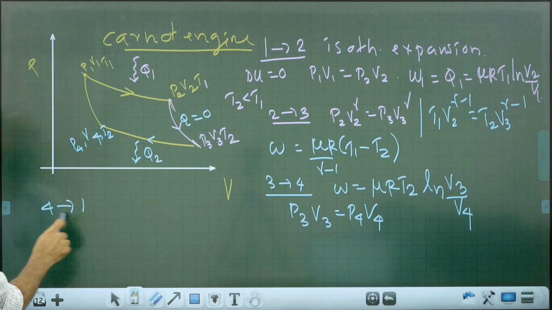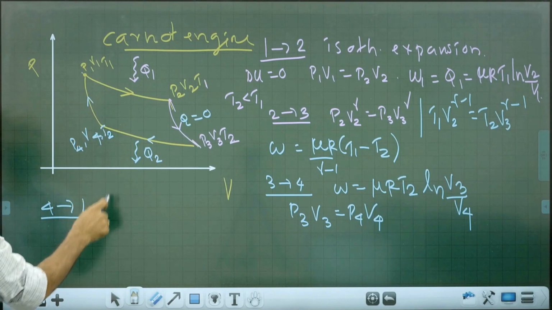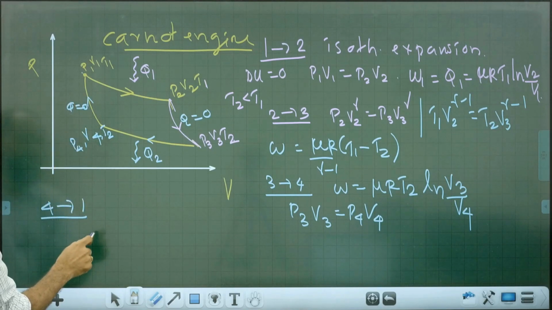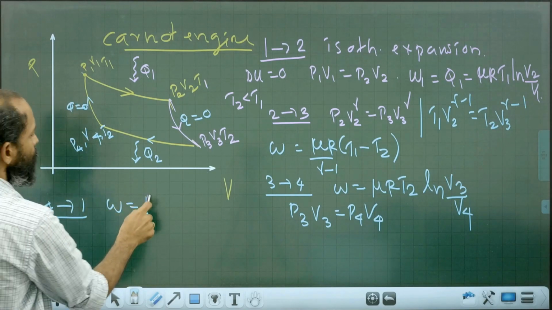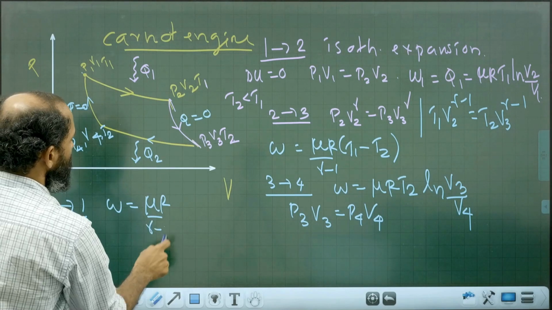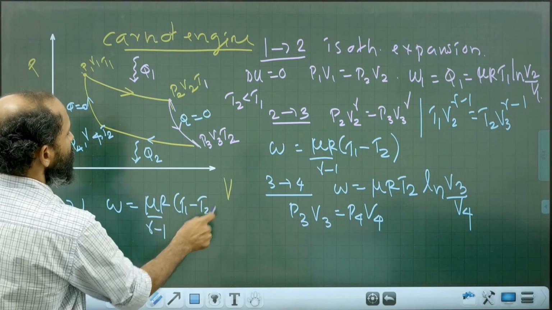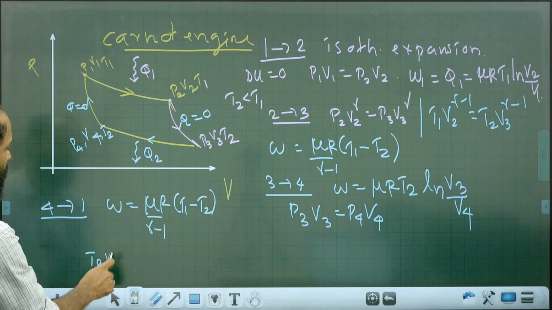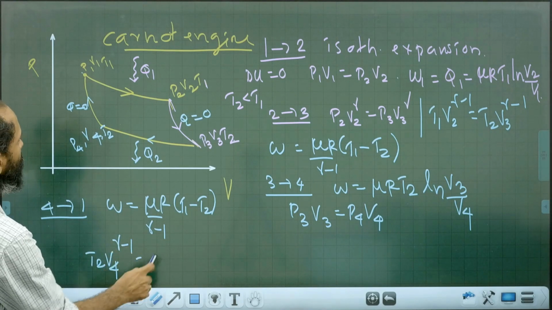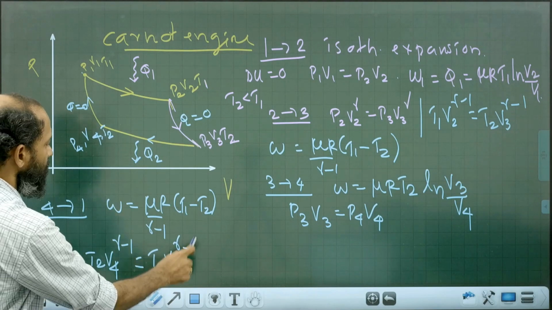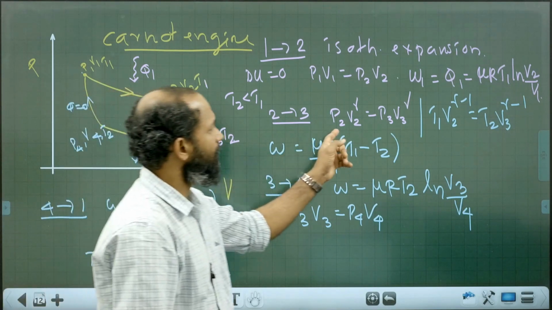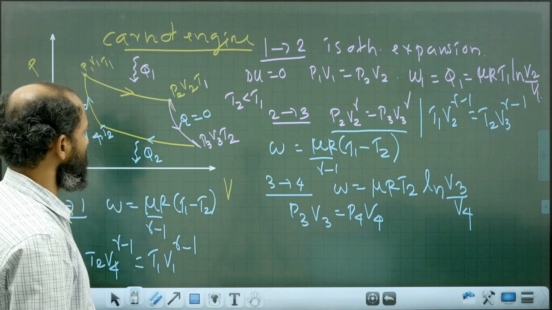Last process 4 to 1 is adiabatic compression. There is no heat transfer during that process. For 4 to 1, work done is equal to mu R divided by gamma minus 1 into T1 minus T2. The equation of state is T2 V4 raised to gamma minus 1 equal to T1 V1 raised to gamma minus 1. Any one of those equations of state can be mentioned. You can follow the same method there.